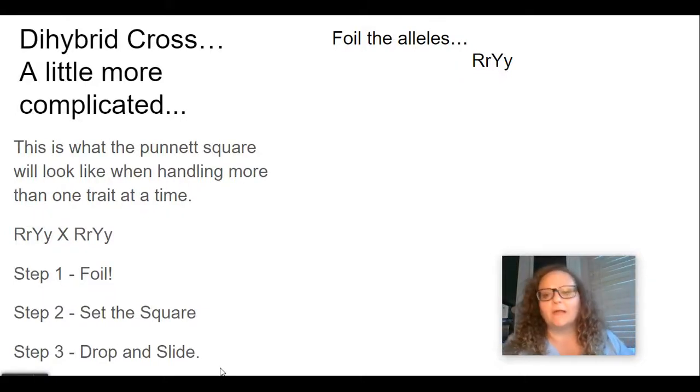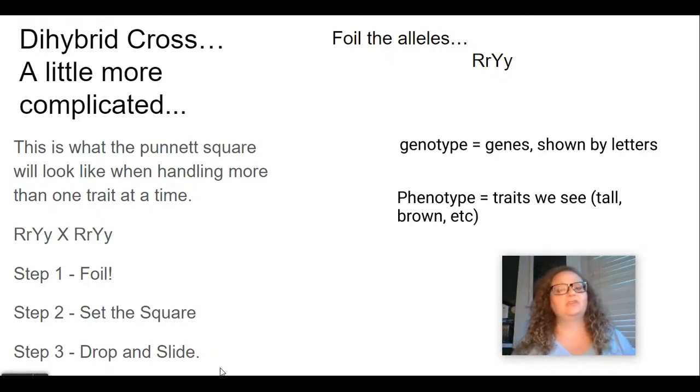Today we're going to be talking about genetics that's a little bit more complicated than the monohybrid cross. Just a quick reminder, we're going to be using the words genotype and phenotype. Remember, the genotype are the genes that are present. We usually represent those with letters. Phenotype is the physical characteristics, the physical traits that we can see.